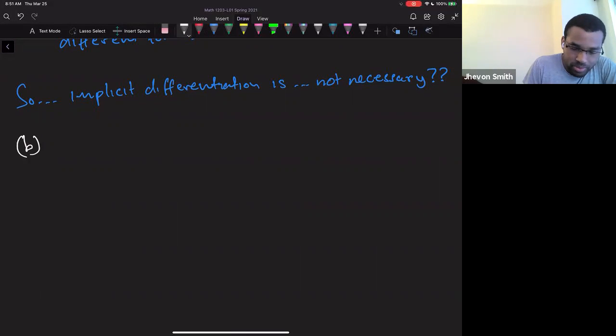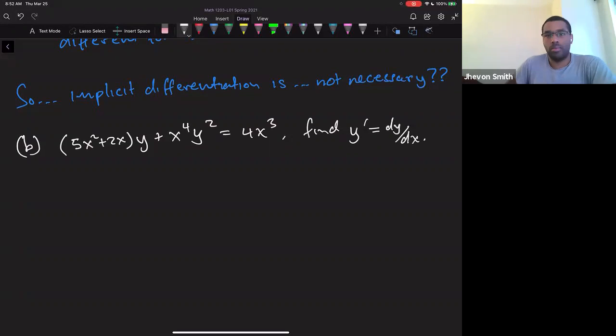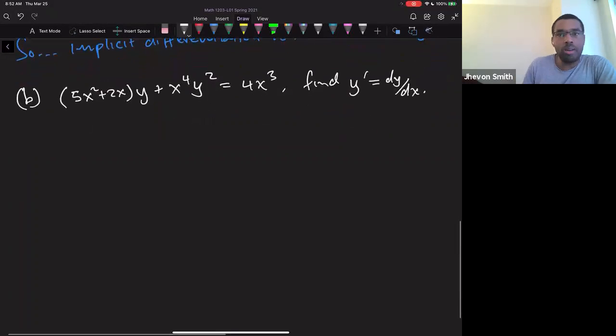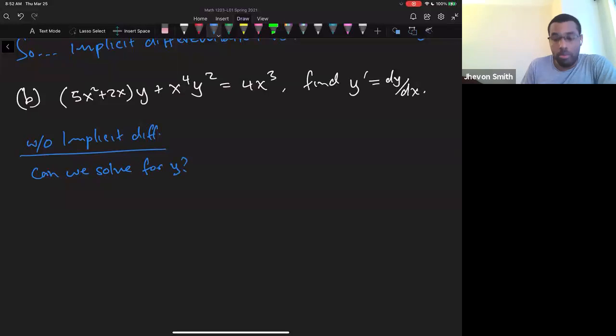Let's look at this one. Find y prime. Okay, so let's actually talk about this without implicit differentiation. Can we solve for y? I'll tell you that yes, we can. How would you solve for y here to be able to do things the old way and avoid implicit differentiation?